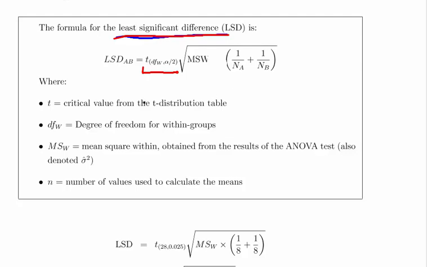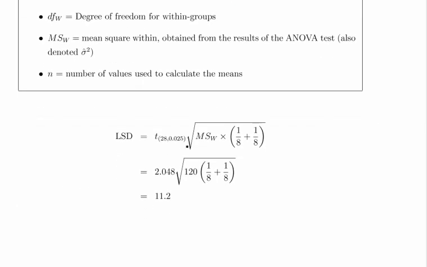Okay. So t is a critical value from the t distribution. Okay, that's the degrees of freedom. Actually, I'll just show you the figures here. Now, in each of these calculations, it's 8 and 8. Okay. So we only have to do this once. We're going to take these values from the ANOVA table. Okay. Now, the mean square for within groups is 120. 8 and 8 gives us 1 over 8 plus 1 over 8.